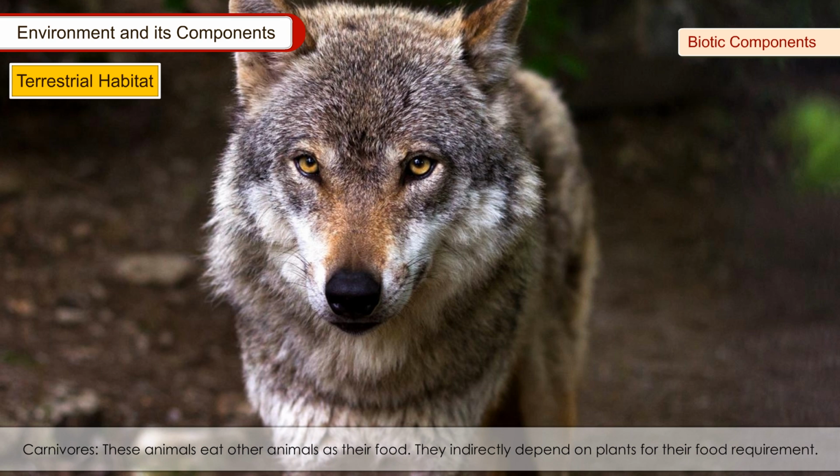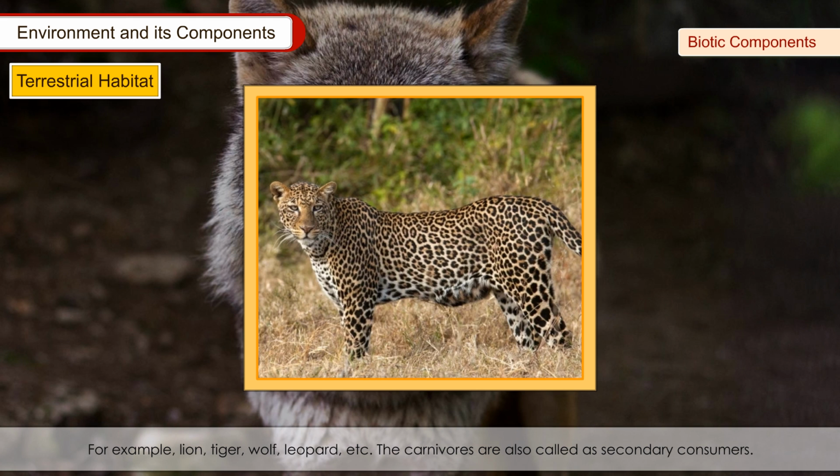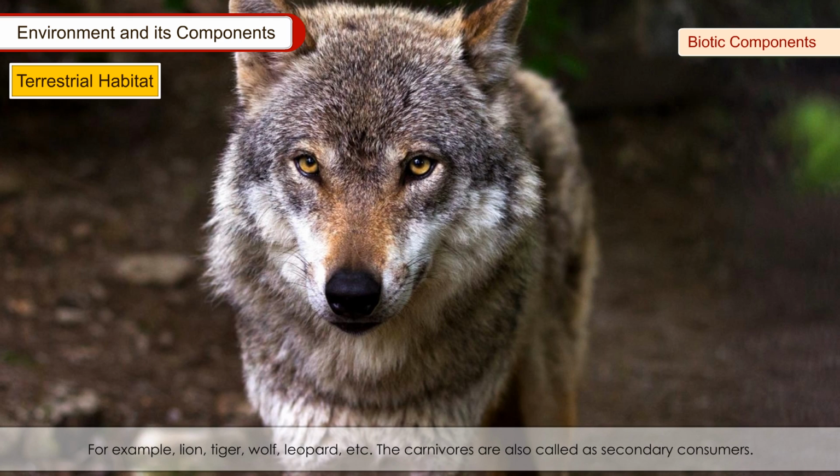Carnivores. These animals eat other animals as their food. They indirectly depend on plants for their food requirement. For example, lion, tiger, wolf, leopard, etc. The carnivores are also called secondary consumers.